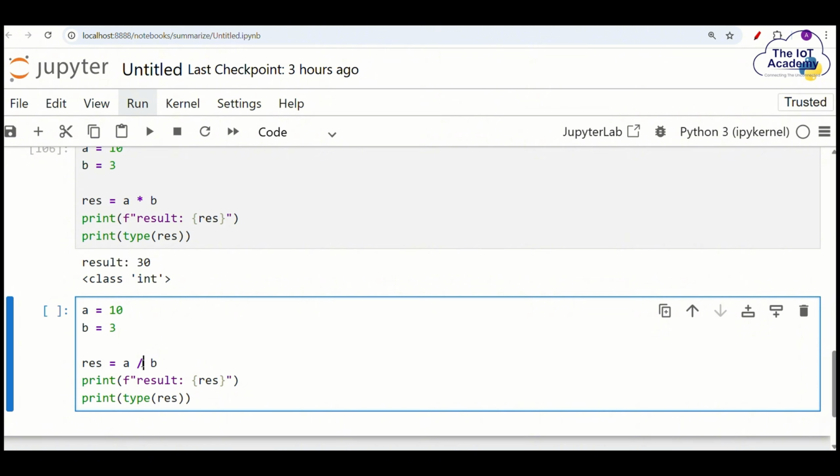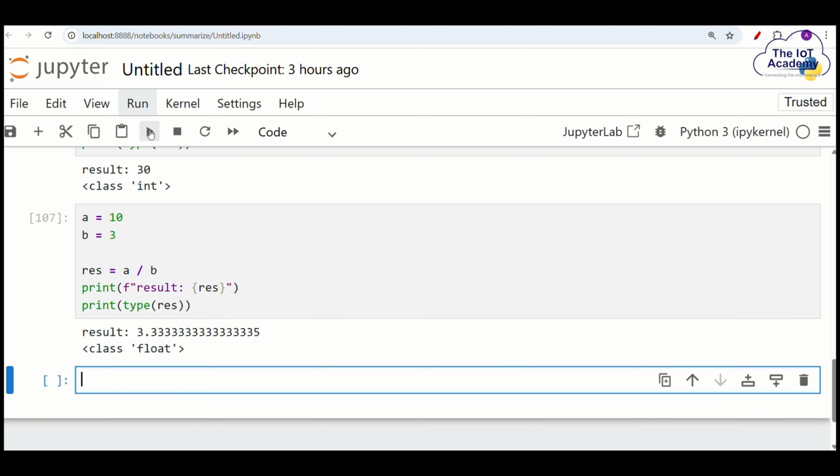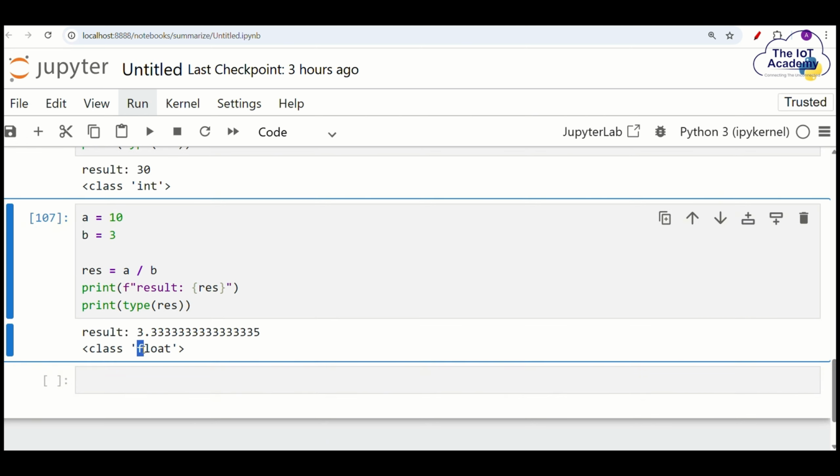If you divide 10 by 3, your result is going to be some number, clearly. And what type do you think that is going to be? If you think about it, 10 divided by 3 does not go evenly. So it's going to be 3.333, something like that. Since the answer is 3.3333, I would say that it should be a float. Okay, let's see if I'm correct. And yes, it is a float. Okay, and the result is 3.33.